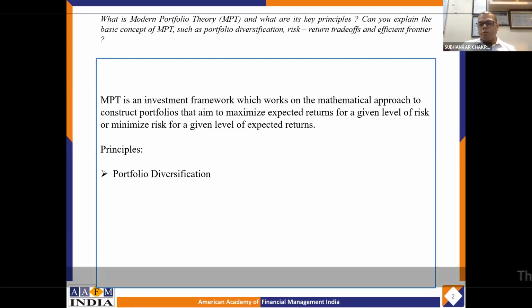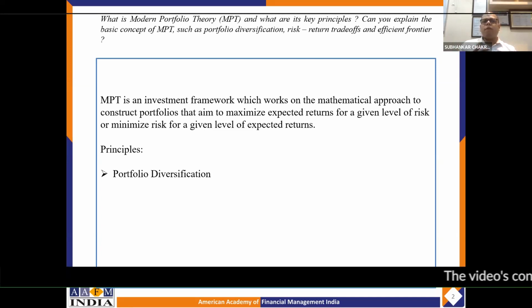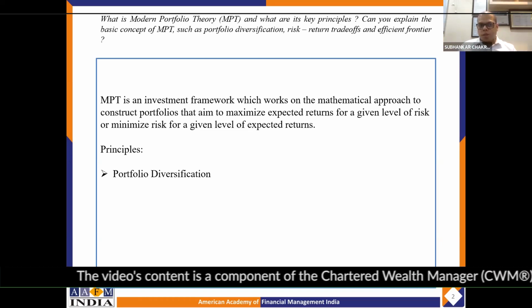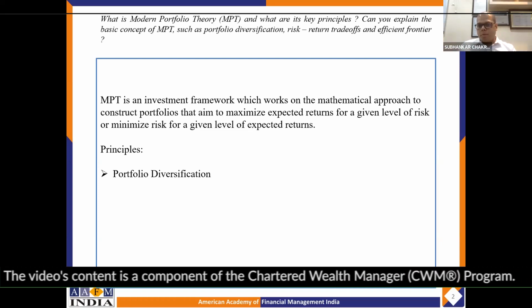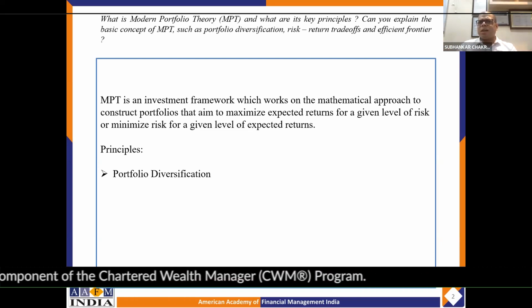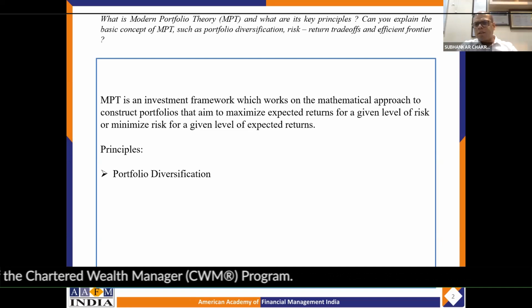The first one is portfolio diversification. If you have to mitigate the risk, if you have to bring down the risk for a certain level of return, how do you do that? Generally we say that we have to do asset allocation. But what exactly does that mean? It means diversification: multiple asset classes across all sectors, across all geographical regions.